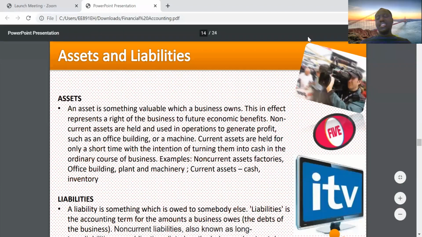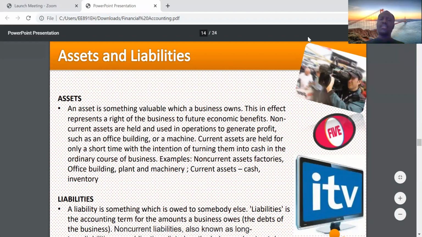Welcome once again. This is part 2 of the lecture we initially had on financial accounting. So today we are going to be talking about assets and liabilities. We are going to be talking about capital and revenue expenditure and any other important issues.